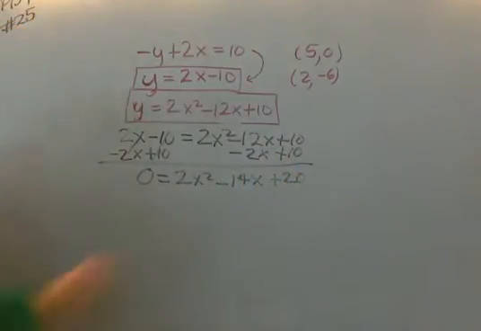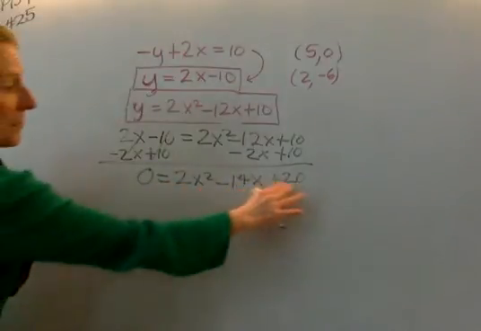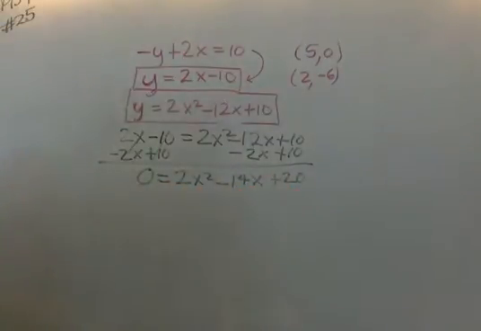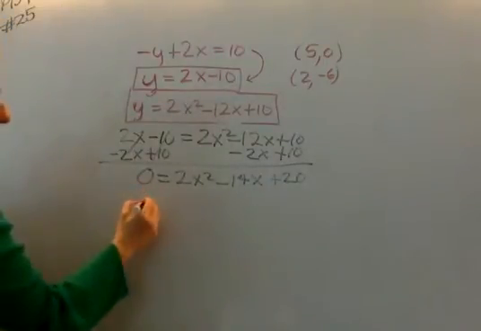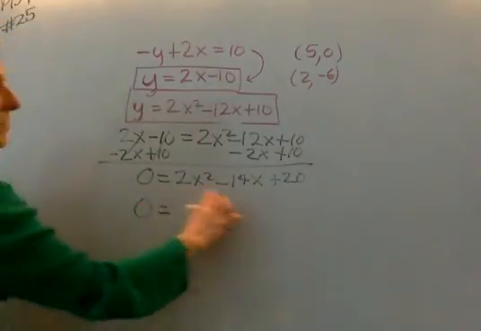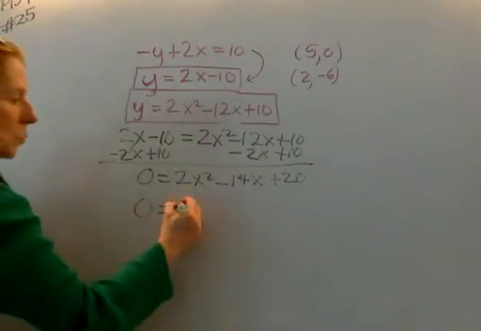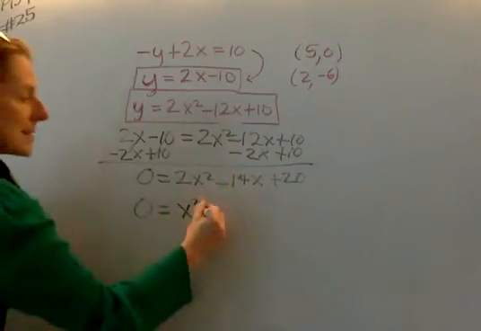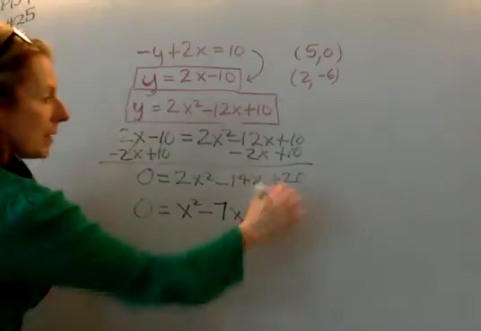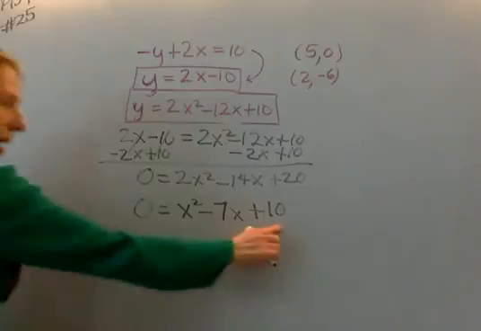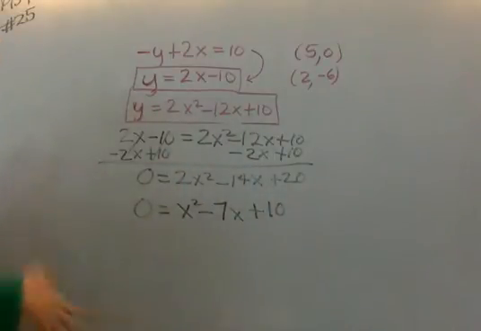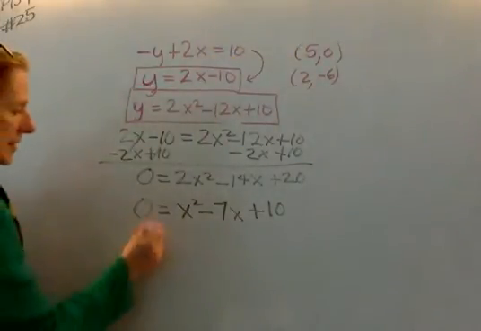Now I notice that everything has a factor of 2, so I'm going to divide both sides of the equation by 2. When I divide this by 2, 0 divided by 2 is still 0. When I divide this side of the equation by 2, I get just 1x squared minus 7x plus 10. And I noticed that this can be factored. If you didn't notice it can be factored and you use the quadratic formula, you'll still get the same x coordinates of 5 and 2. But I'm going to go ahead and factor it because I think it's easier.